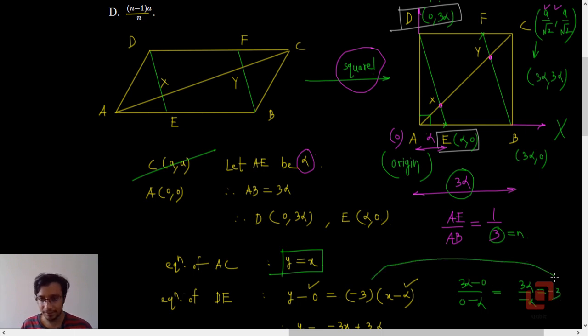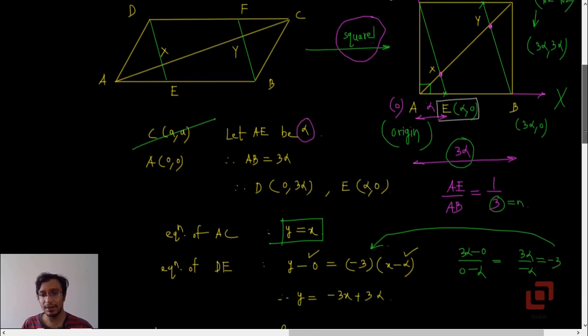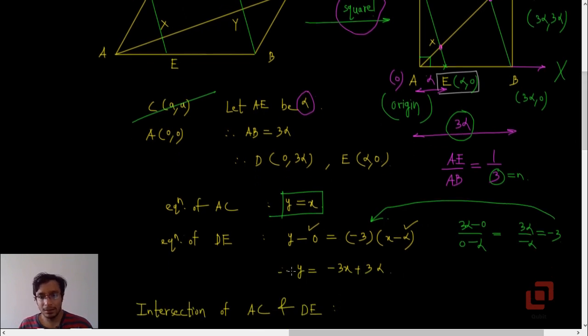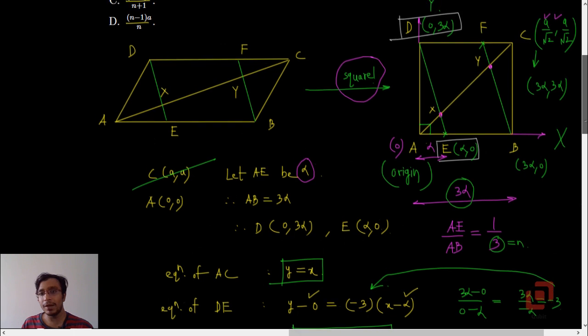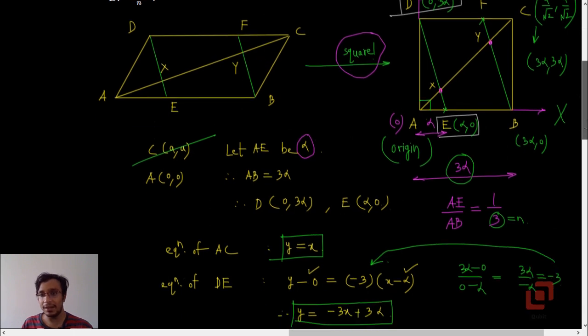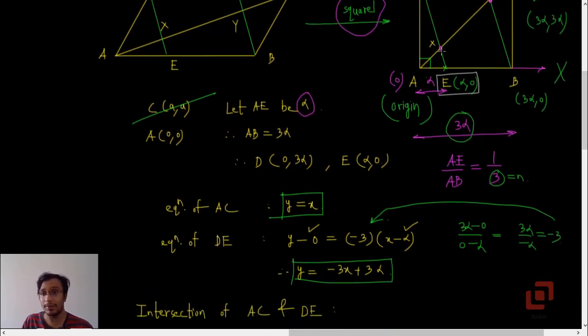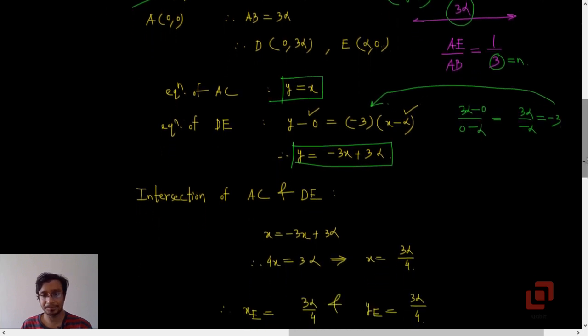Simplified, you'll get the equation of DE as y equal to minus 3x plus 3 alpha. Now where do lines AC and DE intersect? They intersect at X, and that is now our primary focus. Once we get the coordinates of X, our job will be almost done. The intersection of AC and DE can be found by solving these two equations simultaneously, that of AC and that of DE.